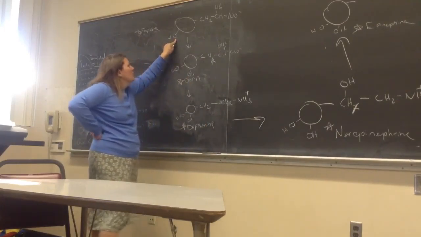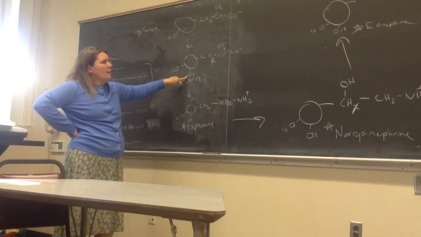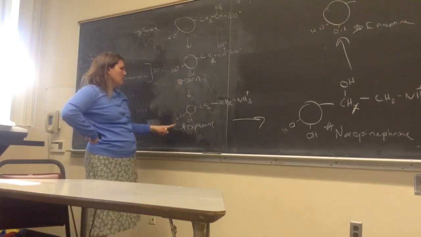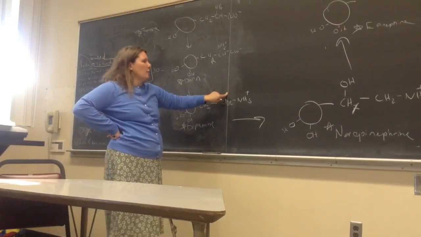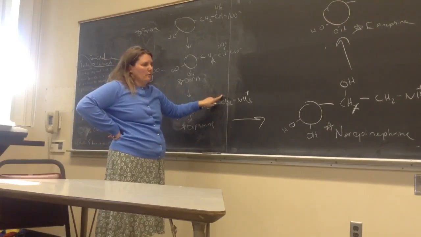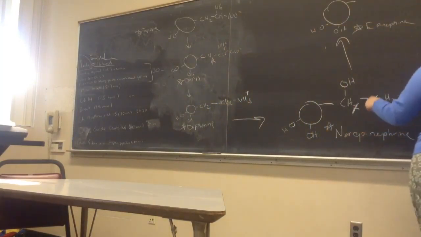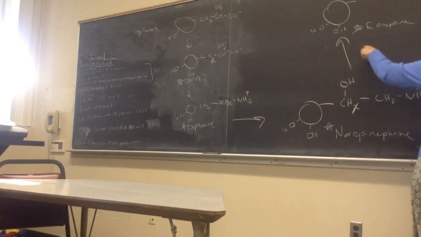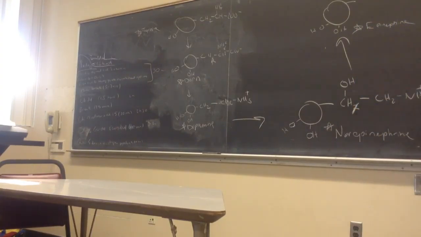What's the change? Okay, from tyrosine to dopa, all we did was add an OH. We just added an OH. From dopa to dopamine, we took away the carboxylic acid group on the skeleton. From dopamine to norepi, we added an OH. And forgot to take away the 2 according to the book. And then from norepi to epi, we added a methyl group. So one change at a time.